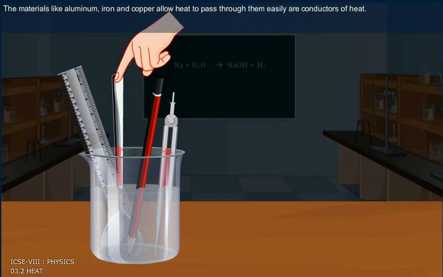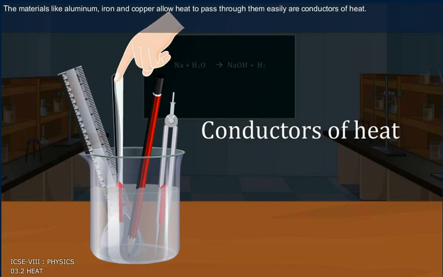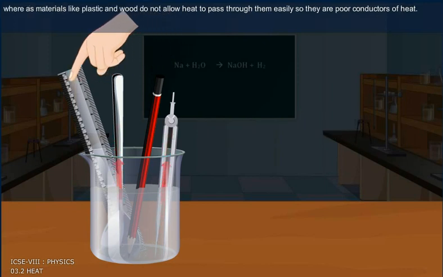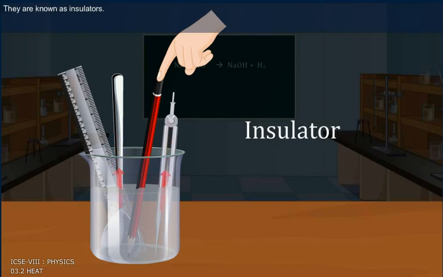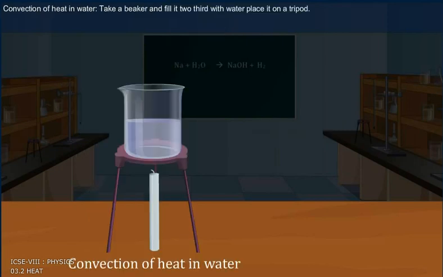The materials like aluminium, iron, and copper allow heat to pass through them easily, and are conductors of heat, whereas materials like plastic and wood do not allow heat to pass through them easily, so they are poor conductors of heat. They are known as insulators.